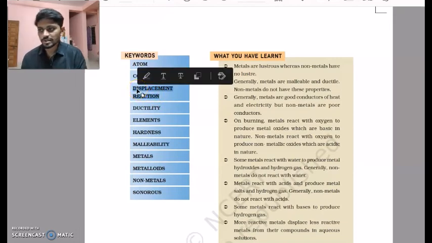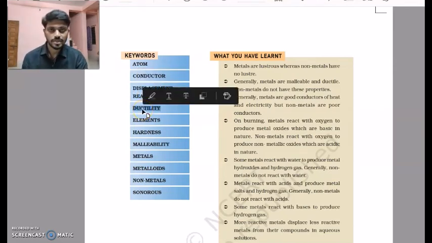What is a displacement reaction? The reaction where a metal having a lower reactivity is replaced by a metal having higher reactivity. So for example, we have a solution of copper sulfate, we add zinc. Zinc is more reactive as compared to copper, so it displaces copper from copper sulfate and copper gets alone. So this reaction is called a displacement reaction.